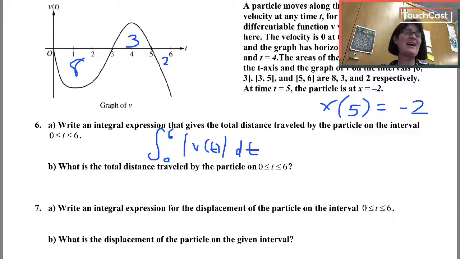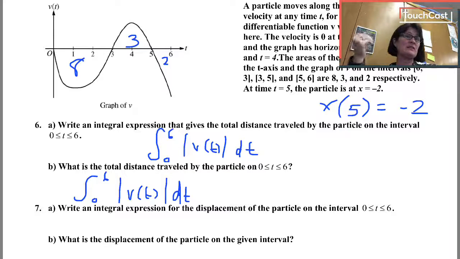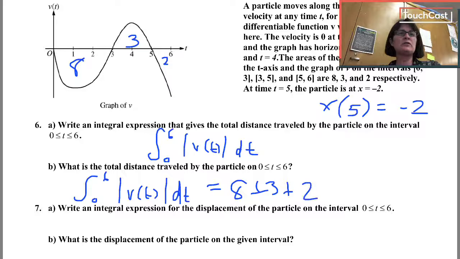And can I now find that total distance? Just for completeness, I might write the integral from 0 to 6 of the absolute value of v of t dt. And remember what that means. It means I'm going to pretend that all the areas between the t-axis and the velocity curve are positive. Now I know they're not in this case, but I want that 8 steps that got taken backward to count as 8 steps. So this is going to be 8 plus 3 plus 2, which makes 13.